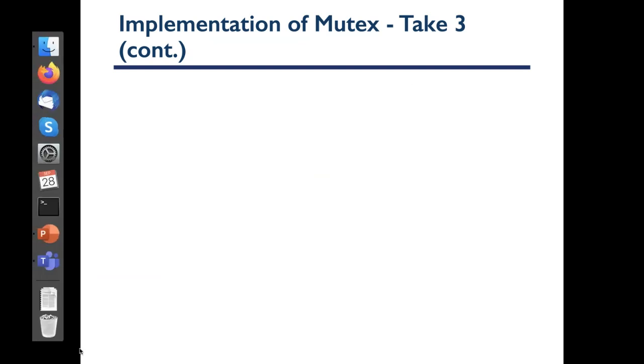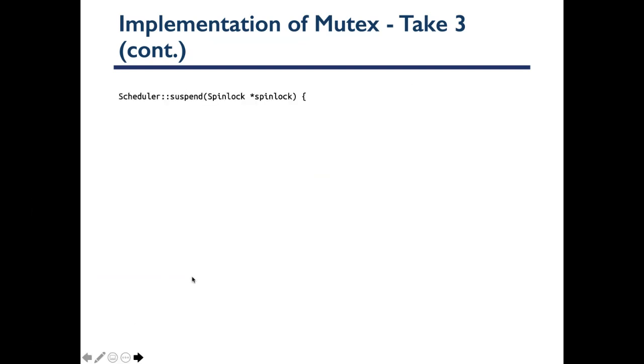Now let's look at the scheduler. We just saw how the mutex is implemented. Let's look at the scheduler part of it. For the implementation of suspend, the first thing we're going to do is disable interrupts.